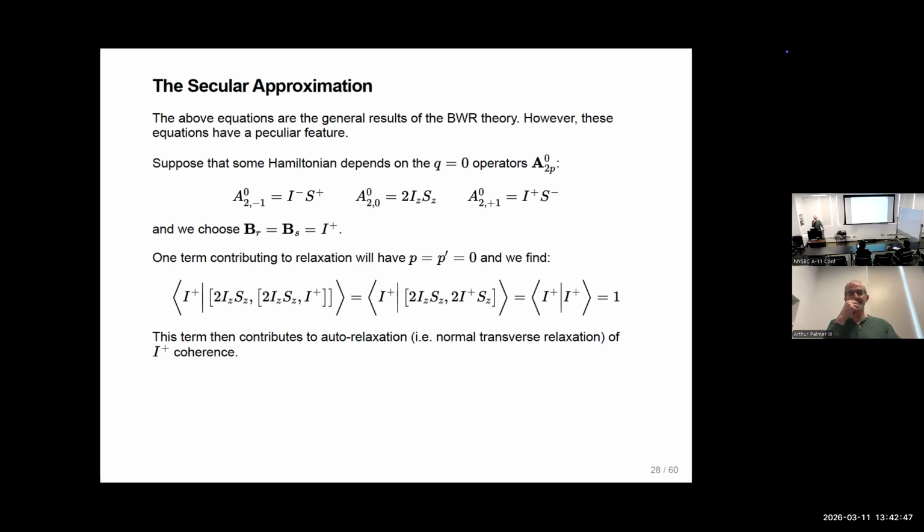Now, here we can calculate the R2 of the I spin. R2 of the I spin is how does I plus magnetization decay? I have I plus here, I have I plus here, and let's find out how much relaxation is caused by the term in the Hamiltonian that depends on 2IZSZ.